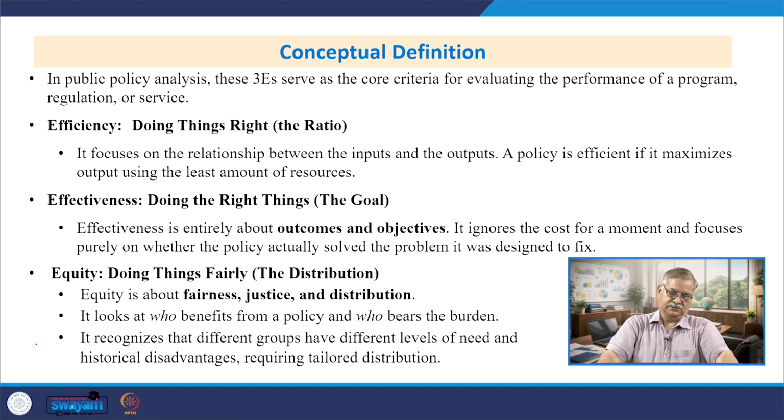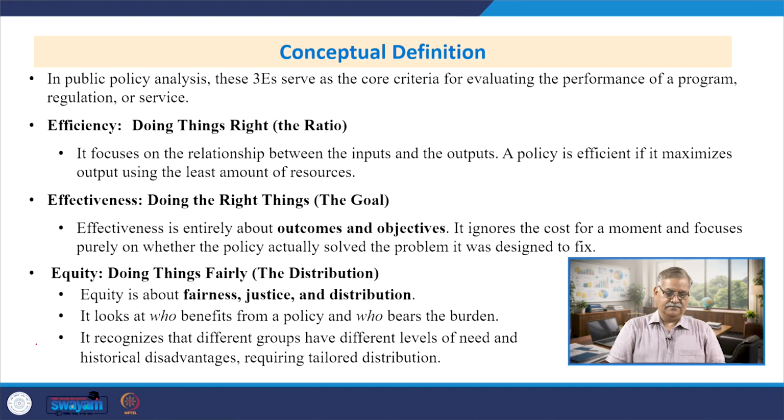Efficiency focuses on the relationship between inputs and output, meaning how inputs are utilized in the production process to get the maximum possible output. So, a policy is efficient if it maximizes output using the least amount of resources. In economics, we can take two different perspectives on measuring efficiency. One is maximizing the output when inputs are given, or minimizing the input when the output target is given. So, given the target of output, how to use the least cost combination of resources is related to efficiency.